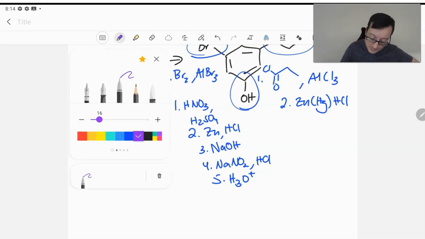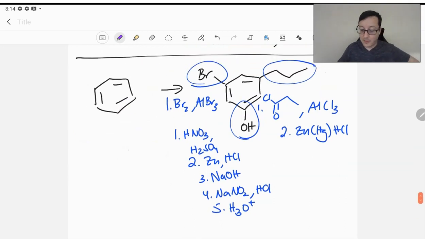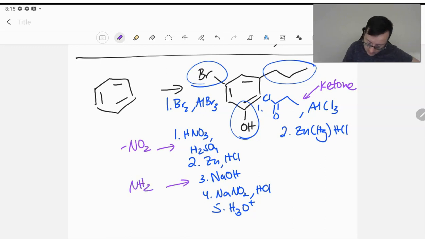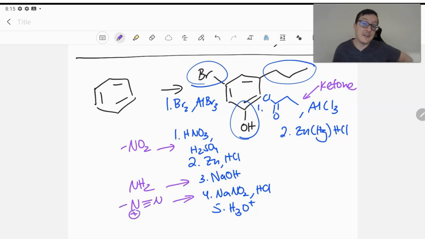And since this is a multi-step process, since both this and the propyl group were multi-step processes, we should also consider what their intermediates were. After step 1, we have a ketone for this, and then we'll have our alkyl group. After the first step, we have a nitro, an NO2. After this step, we have an NH2. After this step, we have a diazonium. So we can consider their effect on directing as well.